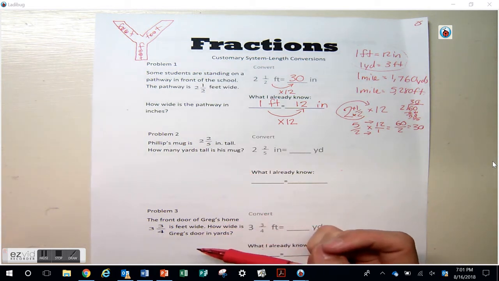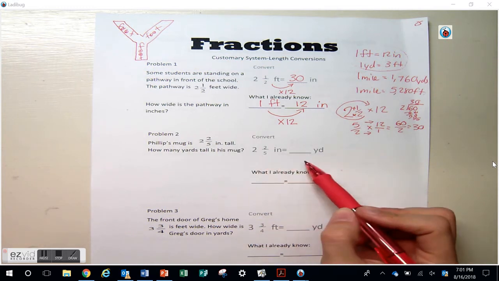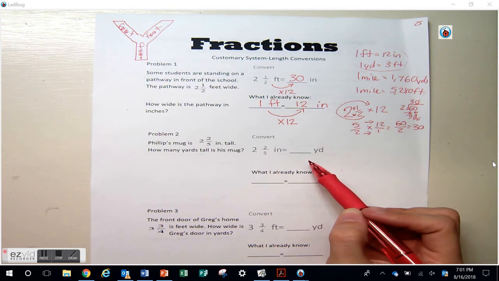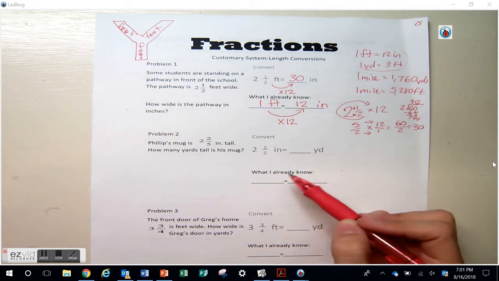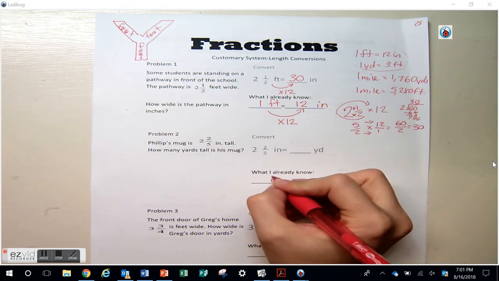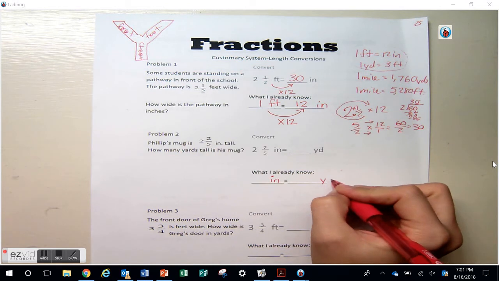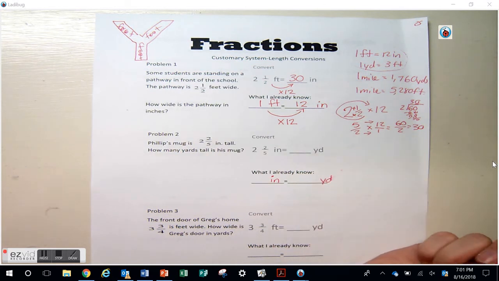Again, for me to do something difficult like this, I just focus on what I already know. I have inches on the left, so I put inches on the left. I have yards on the right, so I put yards on the right. What do I know about inches and yards? Well, I know 1 yard has 36 inches.